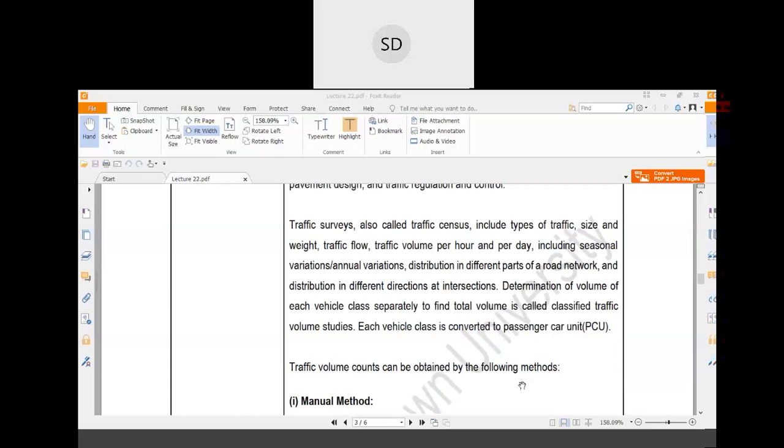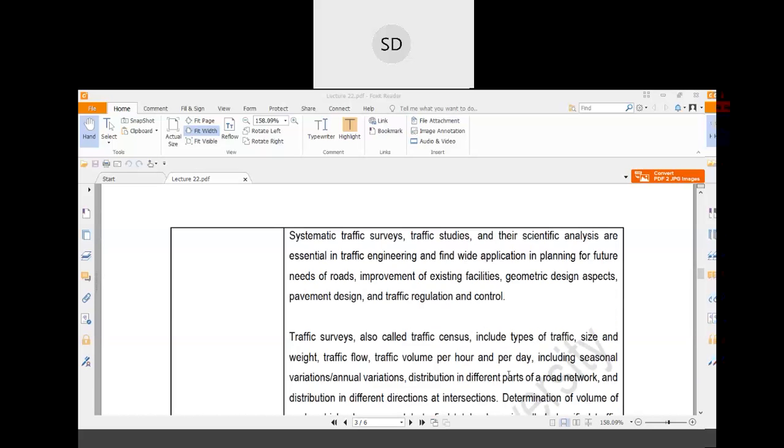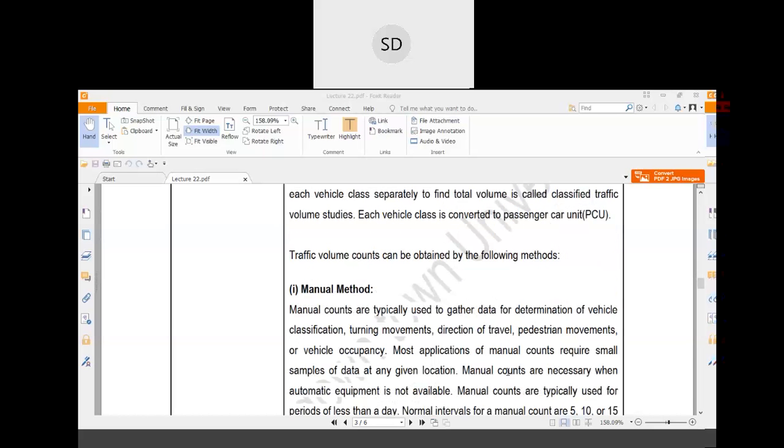Now, traffic volume count. How do you count the traffic volume? Basically, in the traffic volume study, you have to count the number of vehicles which cross a particular cross section of the road. There are different counting techniques, like the manual counting method. In the manual counting method, you have a spreadsheet, and in the sheet you write down the number of vehicles along with the different classes.